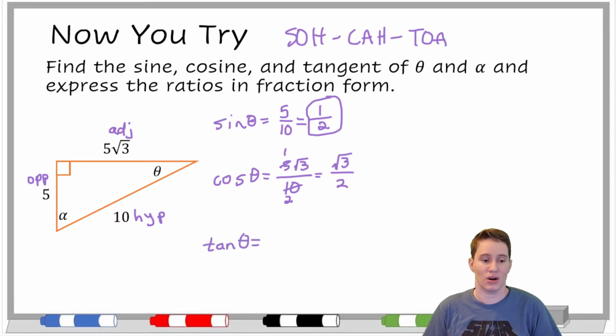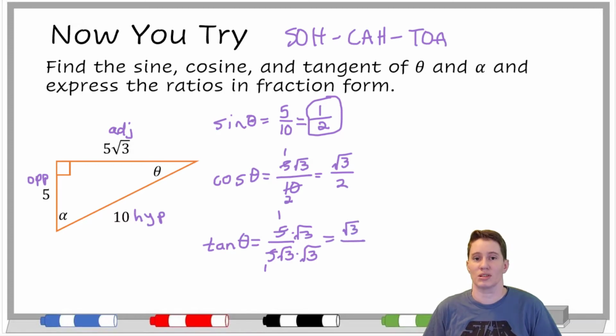And so here we're going to do opposite over adjacent. So 5 over 5 square roots of 3. Now this one we do have to rationalize. So the 5's cancel and give us 1 over the square root of 3. We're going to times by the square root of 3 on top and bottom. So on top we have 1 times the square root of 3, which is square root of 3. On bottom we have square root of 3 times square root of 3, which just gives us 3.